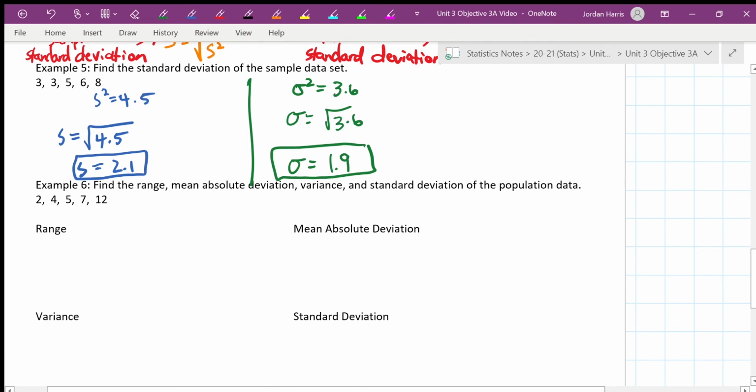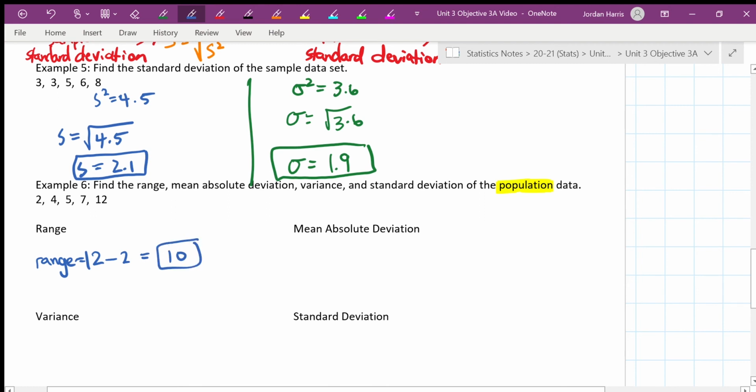Okay, so we'll do a couple of examples here. Find the 4 things, assuming population data. Be careful about that, and pay attention to which type of data. For the first 2, it actually doesn't matter. In this one, the range is the high minus the low, so 12 minus 2, which is 10.